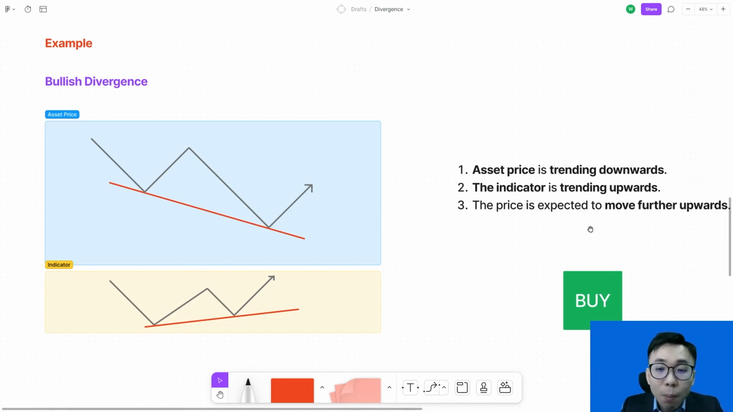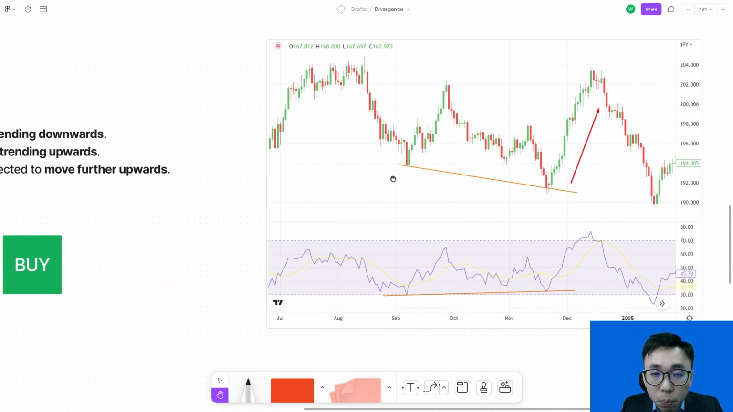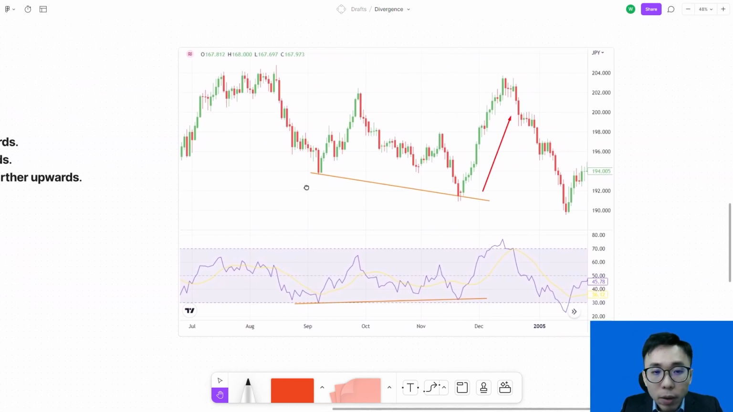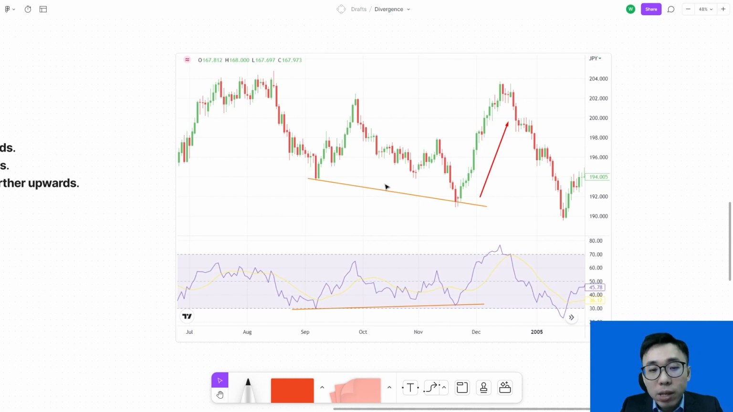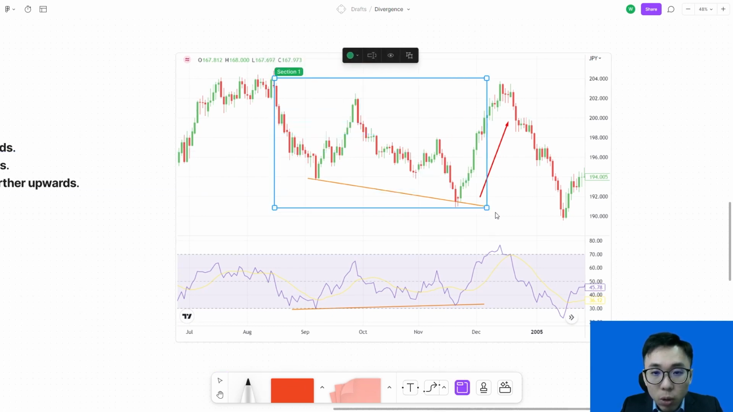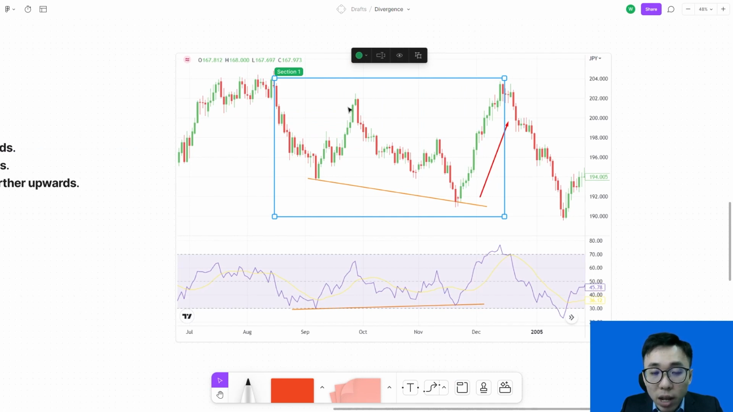One real life example we can see is over here. This is GBP JPY in a daily chart. Yep, this is a daily chart. So as you can see here, this is GBP JPY, and we're going to look at this trend here. From this trend itself, we can see that the price of GBP JPY is going downwards because the lows are getting lower, whereas the highs as well are getting lower.